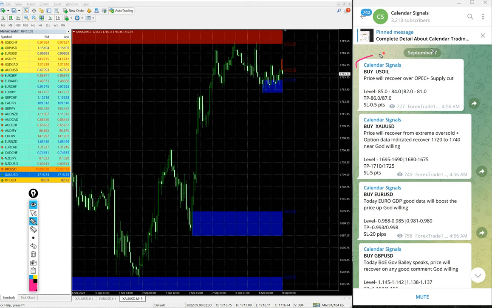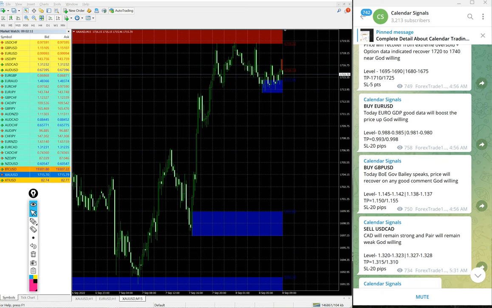For example, for buy USOIL, the reason is the price will recover on OPEC and supply cut. As the supply is getting reduced, the price will go up, and the demand is increasing. So based on that we give buy USOIL. Likewise, you will find the reason on every signal we post on this channel. Gold again, extremely oversold condition, so it will recover from the 1720-1740 price range we mentioned. Each and every signal, we mention the reason why we are giving that particular script.